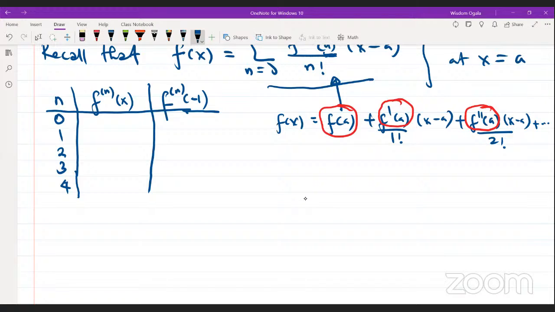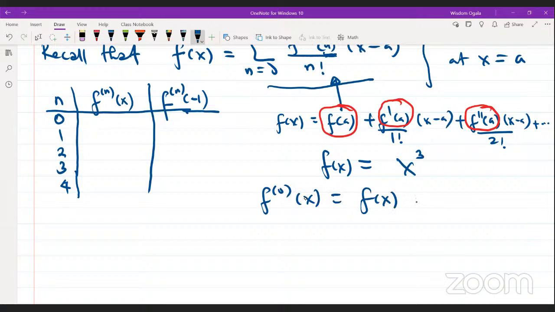So what is f of x? Remember, f of x itself is just x cubed. Now, when n is 0, remember that is when you don't want to do anything. That means that's the original function. f_0 of x is just the original function, which is x cubed. Okay? So that means over here, I'm going to have an x cubed.